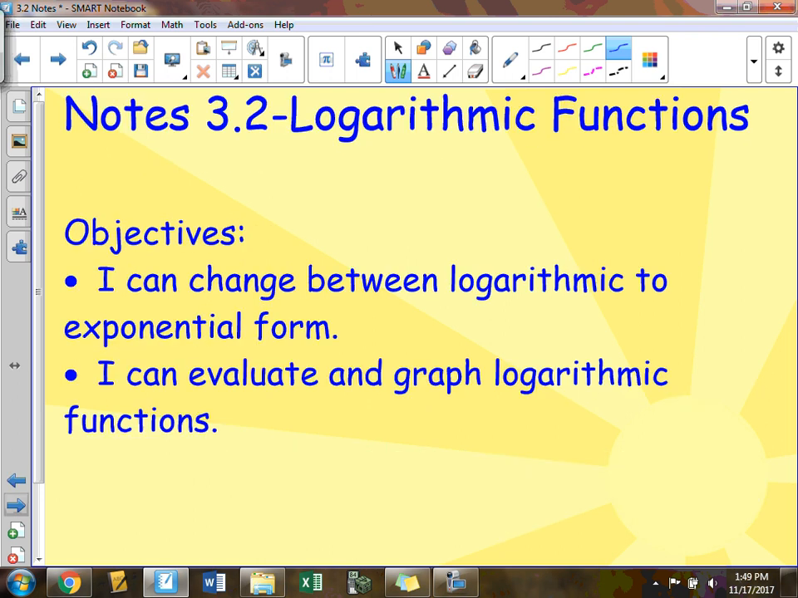So today we're going to be talking about logarithmic functions. Your two objectives are to be able to change between logarithmic and exponential form, and then to be able to evaluate and graph logarithmic functions.